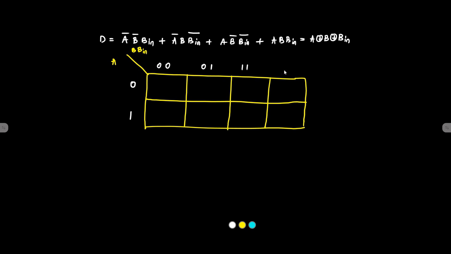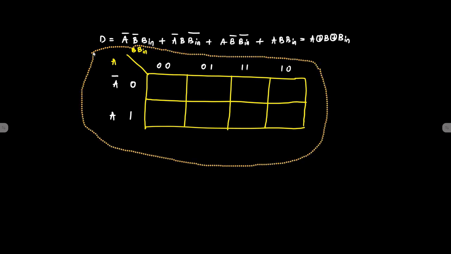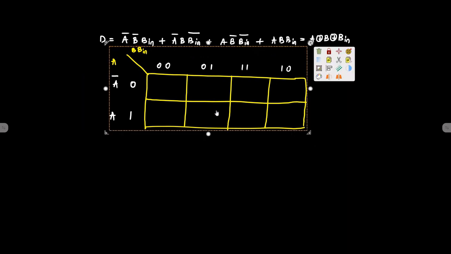What is the rule? For every simple variable without bar or without complement, it is 1. For the complemented variables, it is 0. So 0 means it is A bar, this is A.